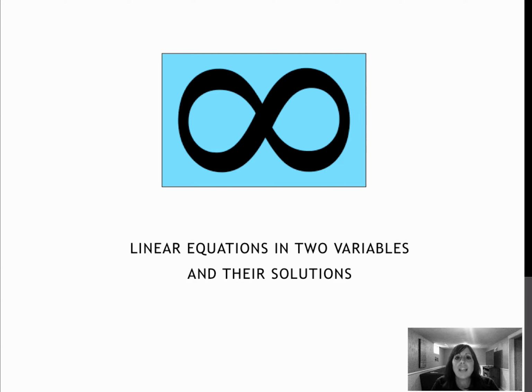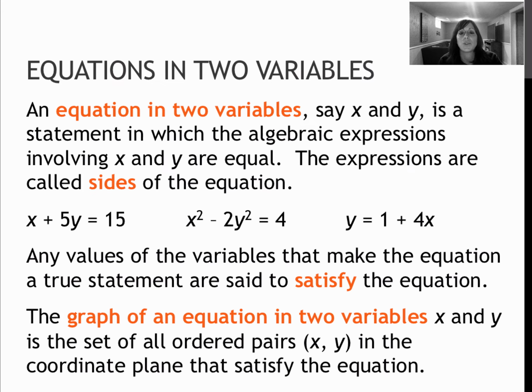This lesson is on linear equations in two variables and their solutions. So first, just looking at an equation with two variables, obviously means we have two unknowns, an x and a y generally, but it could be any two variables. And our equation is broken up by the equal sign into two sides. So you can see here we've got an equal sign, so we have two sides of the equation.